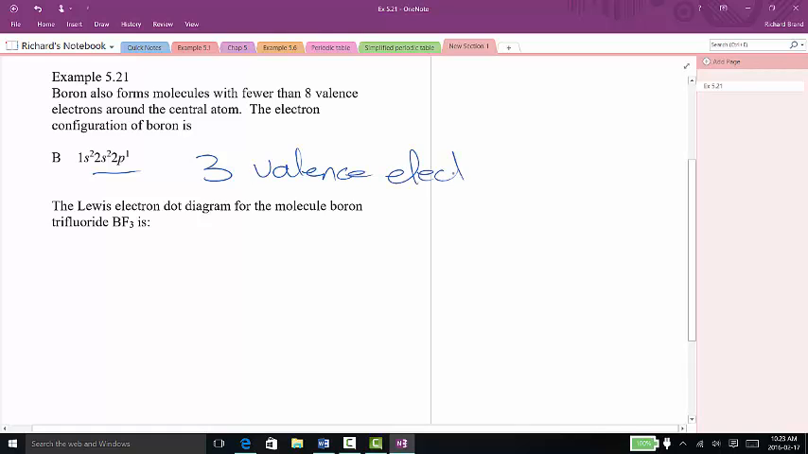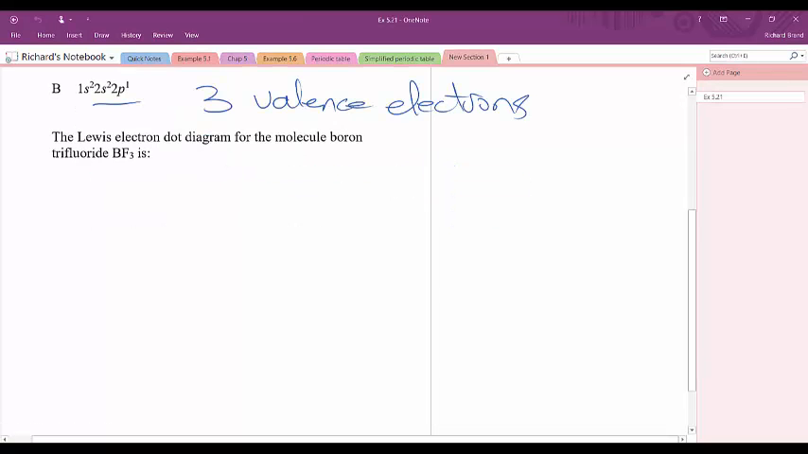It turns out that when we try to draw loose electron dot diagrams for boron, boron will never have more than 6 valence electrons around it. In fact, it will have exactly 6.